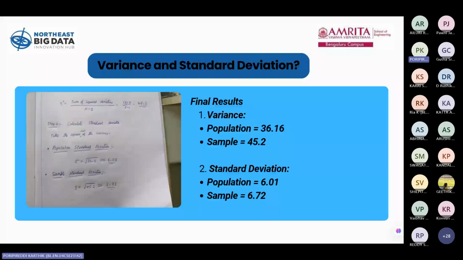A higher standard deviation means more spread, and a lower standard deviation means the values are closer to the mean. Now we understand how to calculate it with pen and paper. Now let's go to the code.